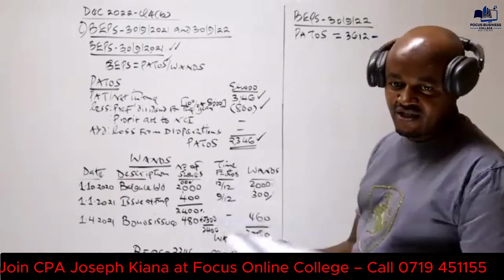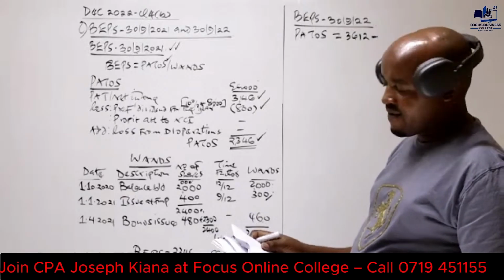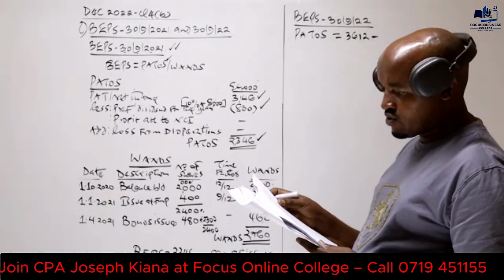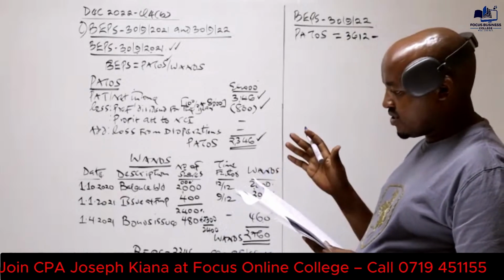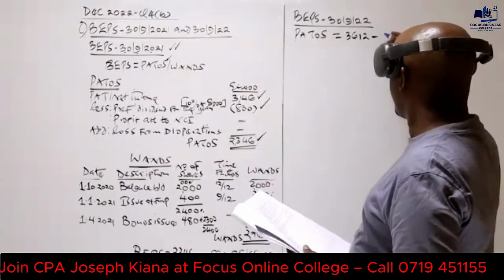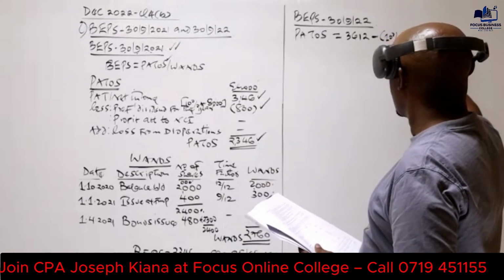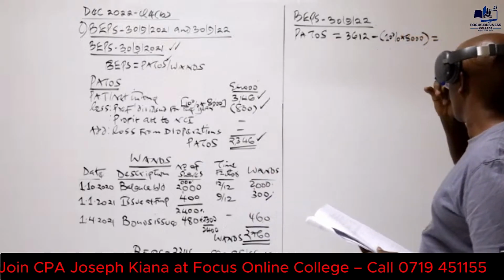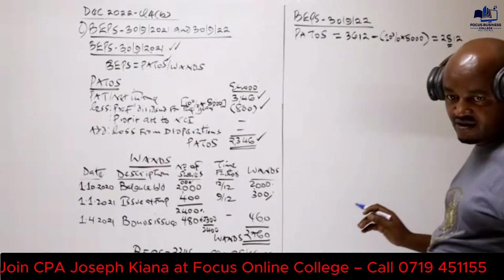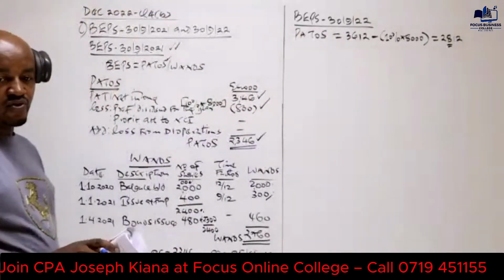Will the preference dividend change? No, the preference dividend will not change because as per the additional information, the preference share capital remains the same. There is no transaction given from note 1 all the way to note number 6 which shows that there was a change in preference share capital. So the preference shares remain the same, 10% times 8,000. So this will give us 2812? Yes, 2812.